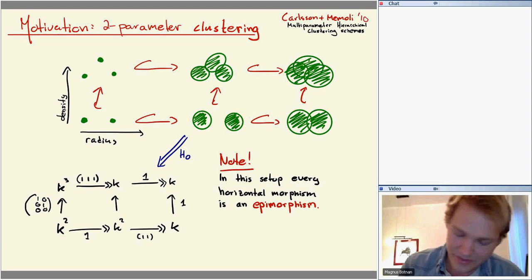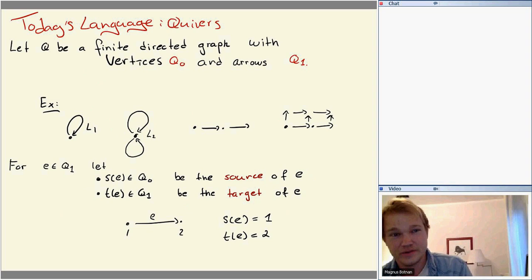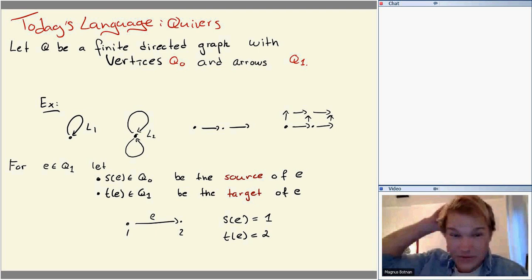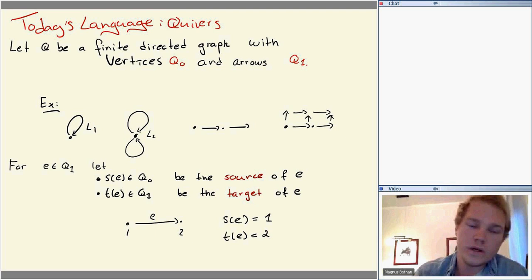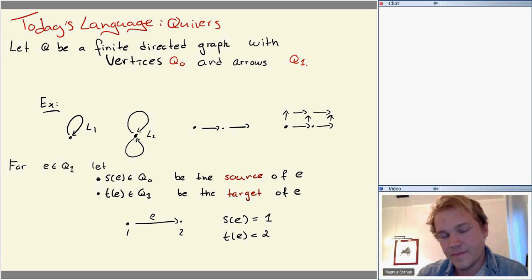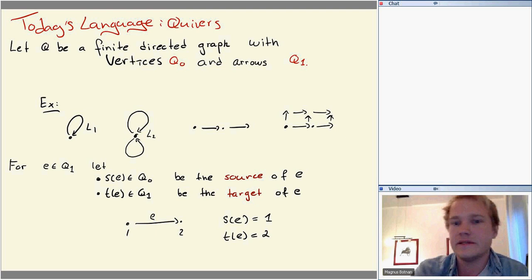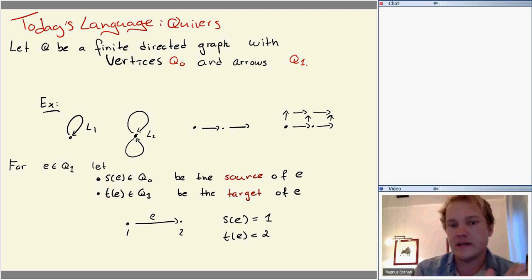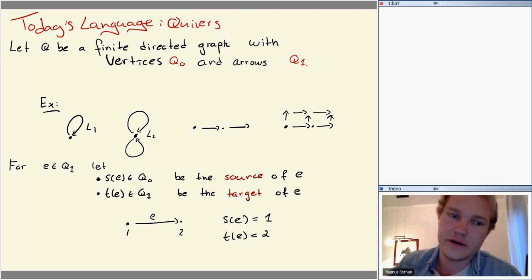Our language will be quivers. Let Q be a finite directed graph with set of vertices Q0 and arrows Q1. We will allow self-loops and arrows. So we have the loop quiver L1, which is a single vertex with a loop to itself, and L2, a single vertex with two loops to itself. And now we have this A3, which you know from ordinary persistence, where you have n vertices for that matter, linearly oriented to the right, which we'll return to later.